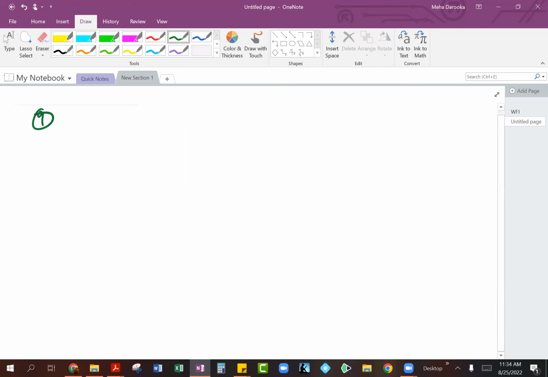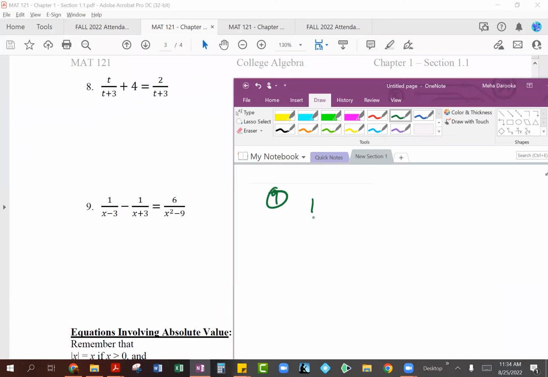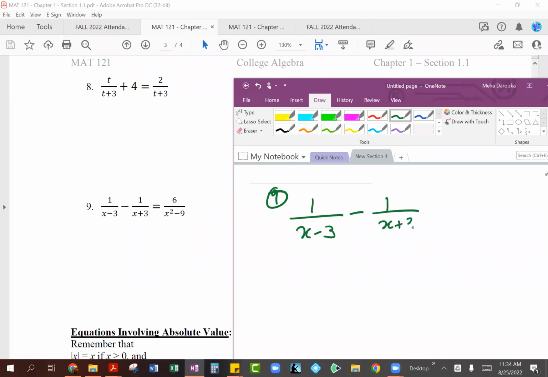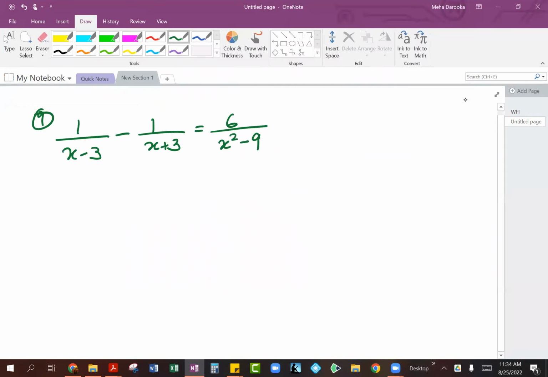Okay, so number 9, we have 1 over x minus 3 minus 1 over x plus 3, and then on the other side you have x squared minus 9 as your denominator. So again, the first step is going to be to identify what numbers will make our denominator 0, and then finding the least common denominator. So let's figure out which numbers will make our denominator 0 first.